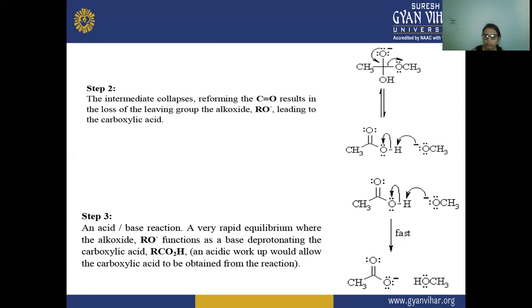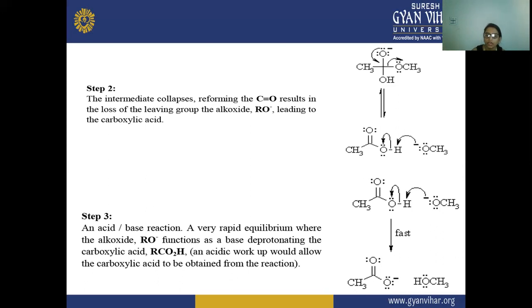Now the intermediate collapses, reforming the C double bond O, resulting in the loss of the leaving group, the alkoxide, leading to the carboxylic acid. So here you will see that the intermediate now formed will collapse. In the first step we have seen that there is a breakage of the pi bond between the C double bond O. But here again there is a reforming of this bond between this carbon and the oxygen, which results in the loss of the leaving group, the alkoxide.